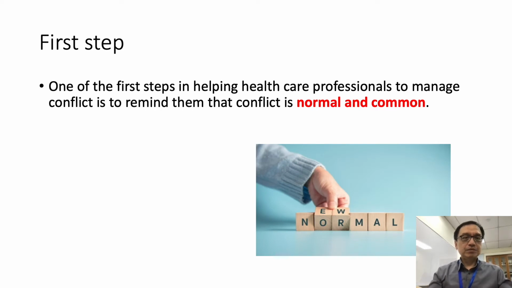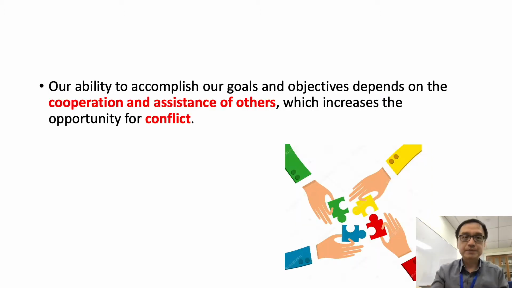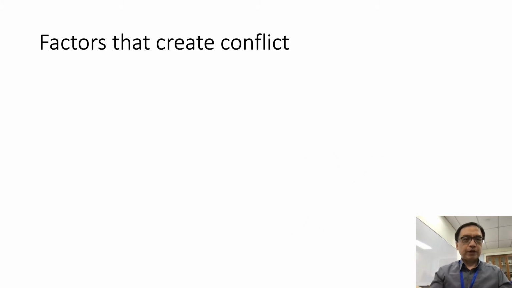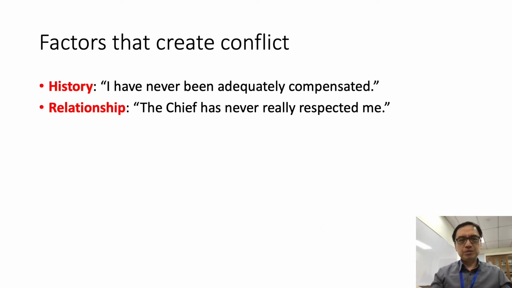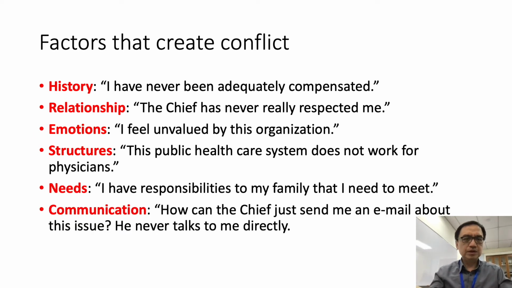Well, the first step towards managing conflict is to accept that this is something normal. It happens. Then we must identify the source of conflict. Why do these problems come about? And then all parties should work together to find a solution. Factors that create conflict could be past history, the relationship between the different parties, structural and emotional issues, the different needs of different people, and a breakdown in communication.